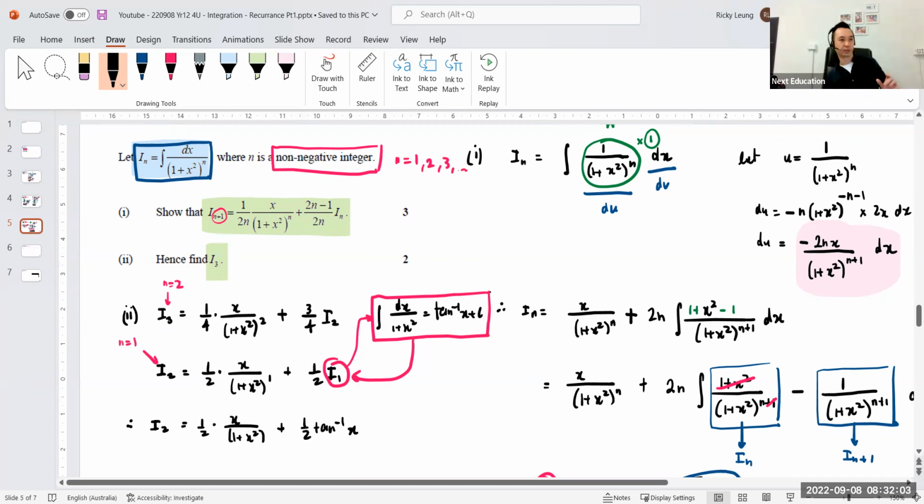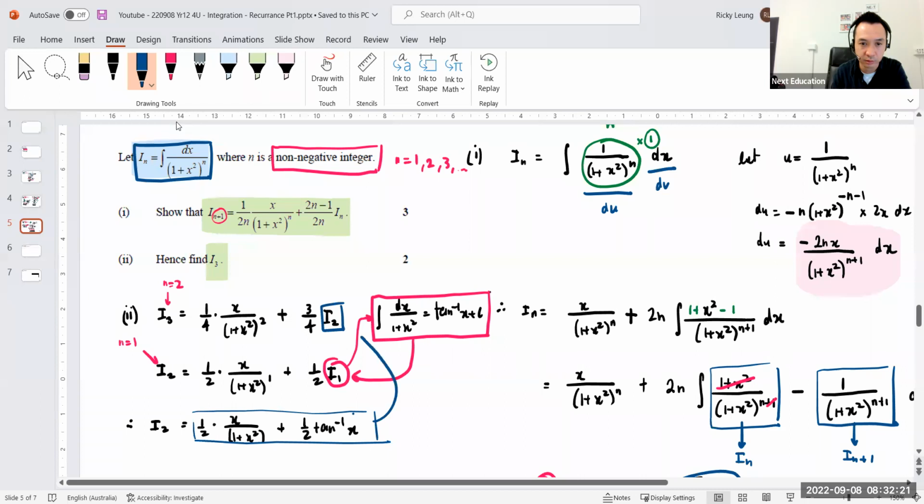Is that right? Let me just check that. Perfect. And now what do I want to do? I want to put this expression, I'll factorize a half out, when I put it into, that's I2, into here, and I should have my final answer.